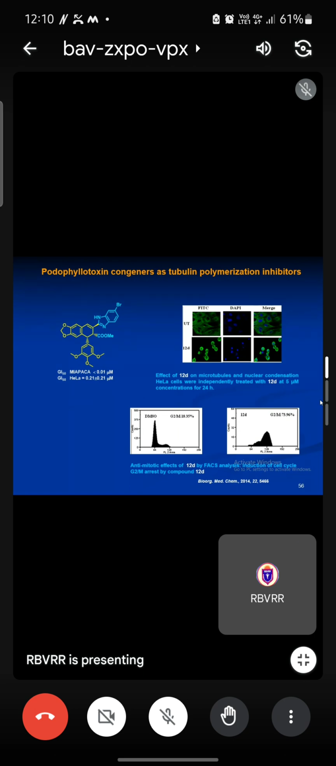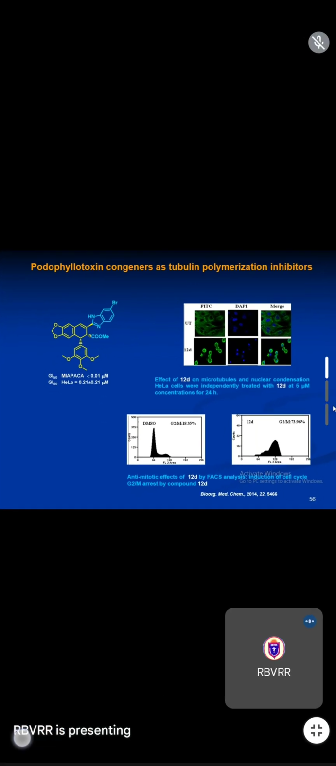This is an inhibitor, which is again a tubulin inhibitor, where you can see this is in true sense not podophyllotoxin, because this is a totally synthetic molecule that we have made. Where you don't have that, but it mimics the podophyllotoxin left hand side rings, A, B, C, and E.